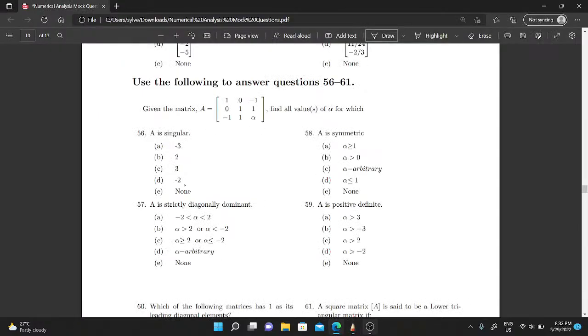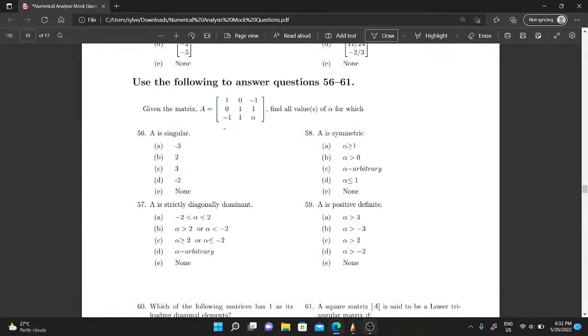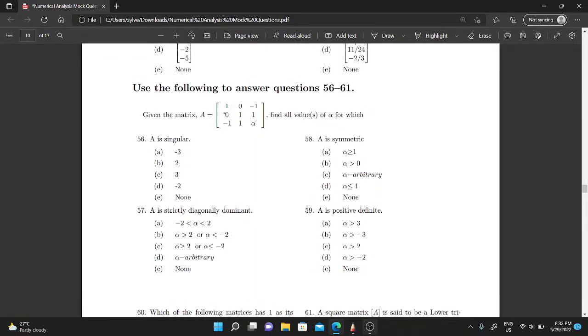Then the answer is B for 57. For 58, A is symmetric. For a matrix to be symmetric, A should be equal to its transpose. So when we transpose this matrix, it should be equal to A itself. Now, look at where alpha is on the principal diagonal. Whenever you transpose a matrix, the principal diagonal doesn't change, which means that no matter the value of alpha, alpha will still be there. So we say that alpha is arbitrary, or it can be any value at all.